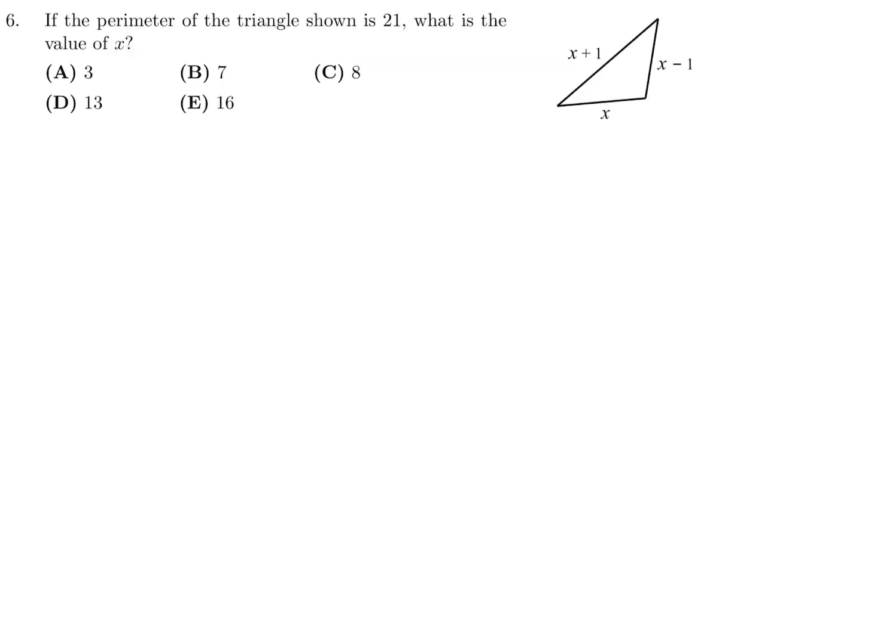The perimeter of the triangle shown is 21. What is the value of x? So x plus 1 plus x minus 1, that's the perimeter. And they have told me that the perimeter is equal to 21. So add up this algebra here. You get 3x, and I think that's it, just 3x. So 3x equals 21, so x is equal to 7. So number 6, the answer is B.